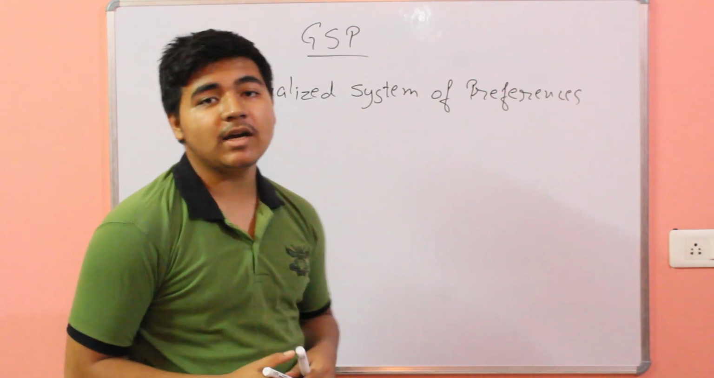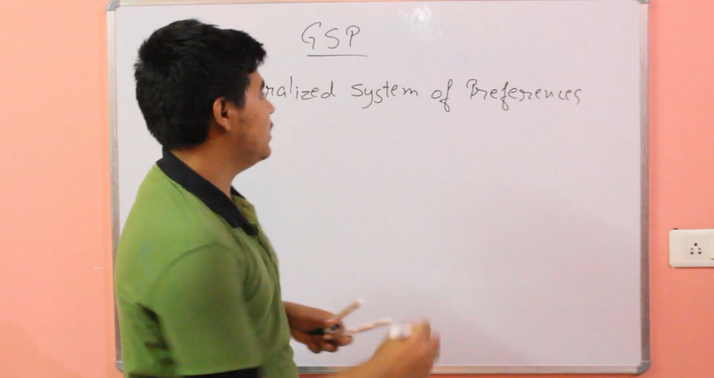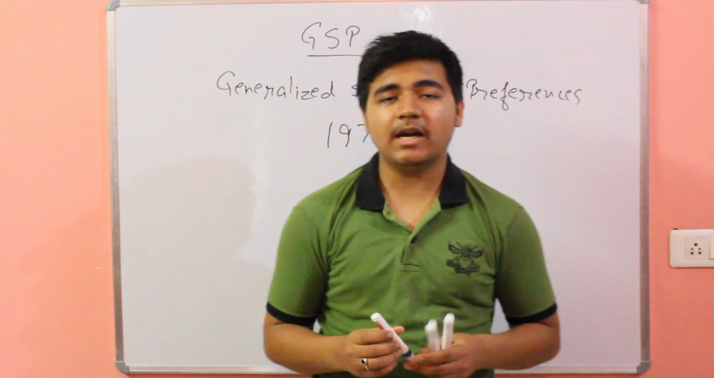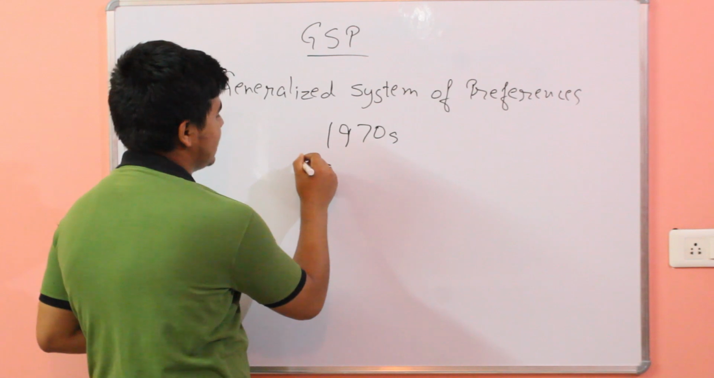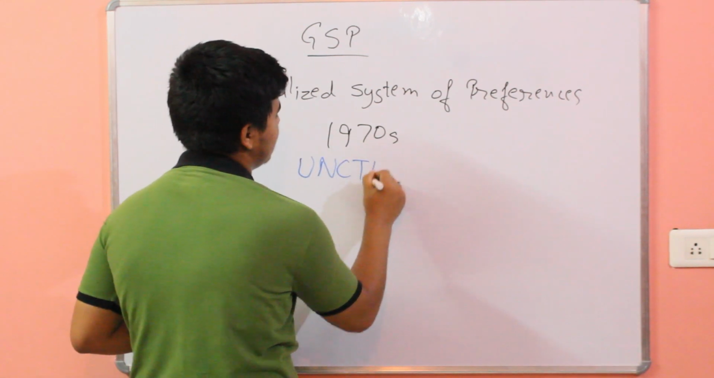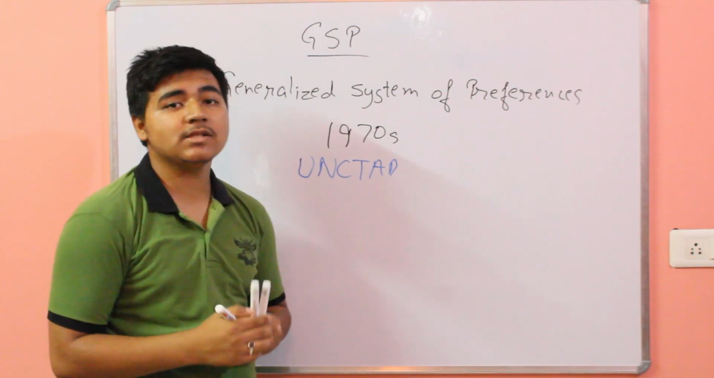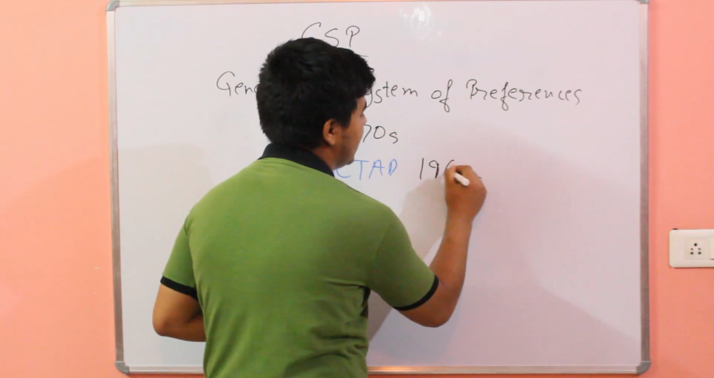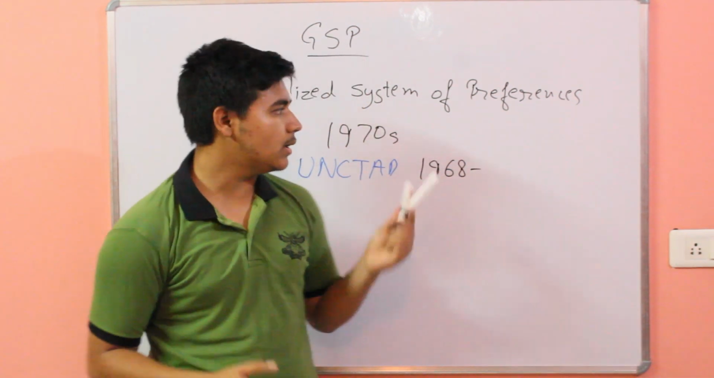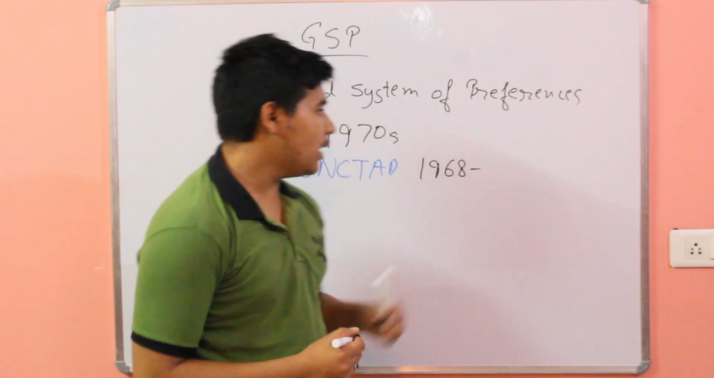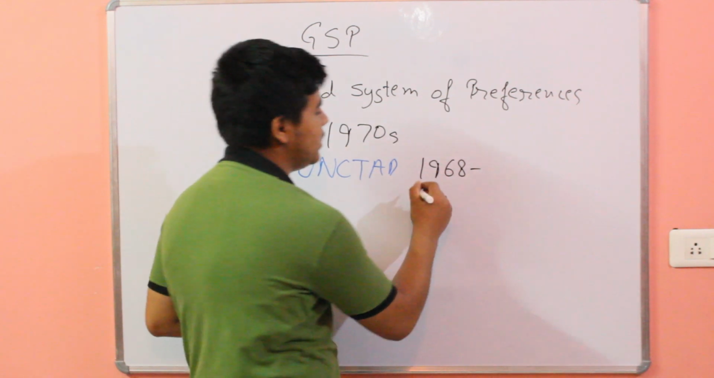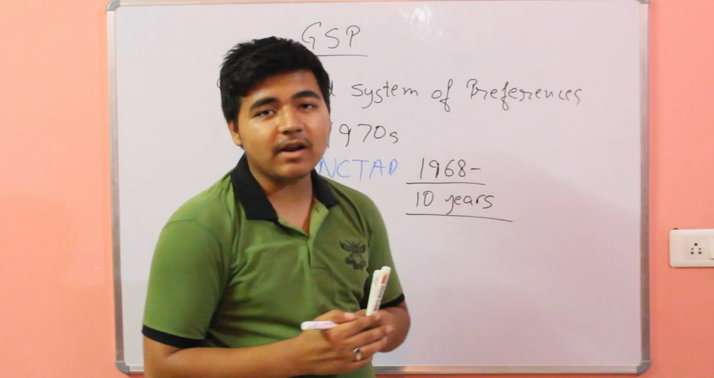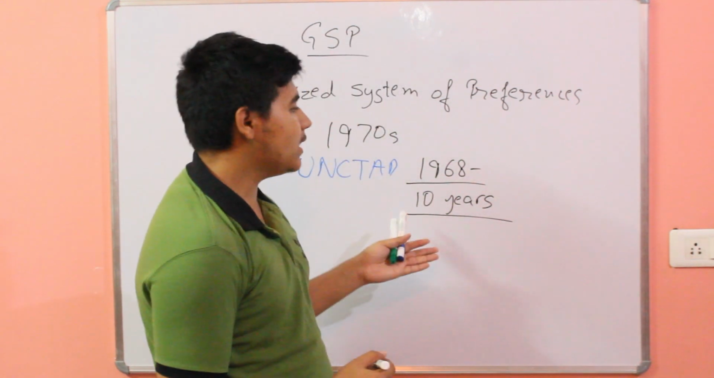It was a project under the United Nations which was launched way back in the 1970s. The key role was played by the UN trade organization, UNCTAD, that is the United Nations Conference on Trade and Development. It conducted two rounds of discussion in 1968 and the regime of GSP was passed. In this discussion, a 10-year ceiling period was given by the developed nations to the developing countries under the GSP regime.